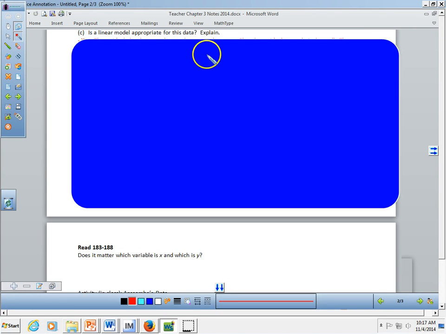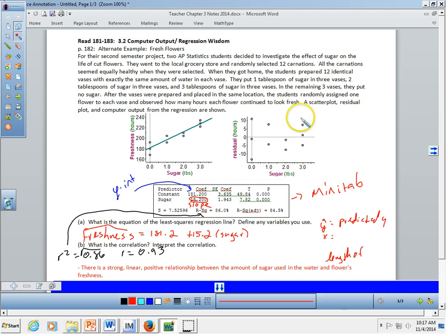Next question. Is a linear model appropriate for this data? And we're up here now, right? Is a linear model appropriate for this data? Well, what are we looking at? Well, we do have a residual plot, right? And so I'll let you take a couple of seconds and think about that. Are we okay using a linear model to try to figure out if sugar is going to affect how long our flour stays fresh?